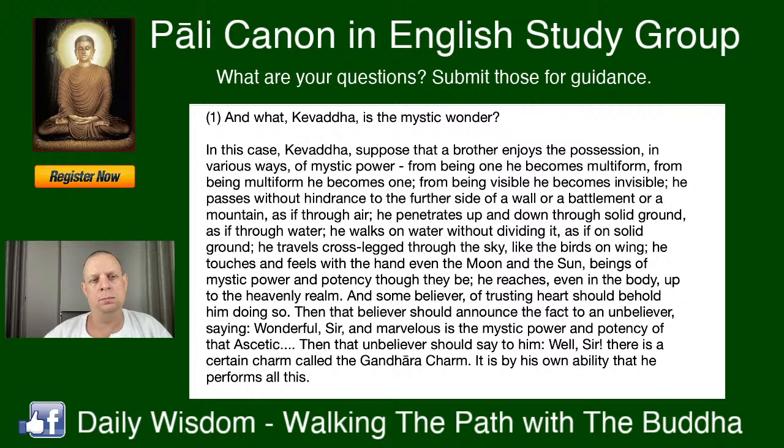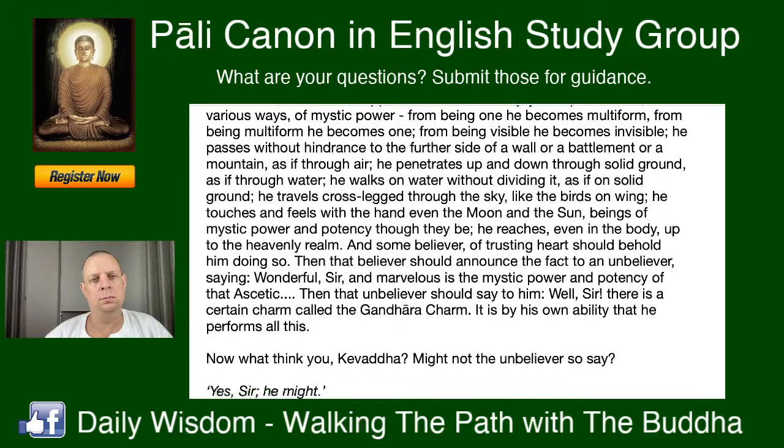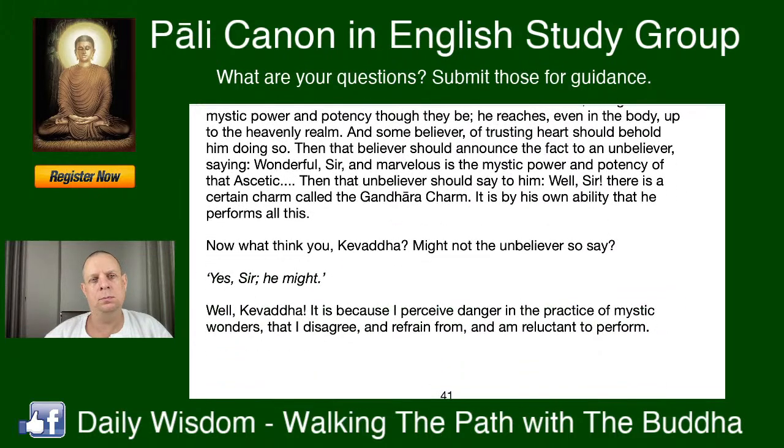He touches and feels with the hand even the moon and the sun, beings of mystic power and potency though they be. He reaches even in the body up to the heavenly realm. And should some believer of trusting heart behold him doing so, then that believer shall announce the fact to an unbeliever, saying, "Wonderful, sir, and marvelous is the mystic power and potency of the ascetic." Then that unbeliever should say to him, "Well, sir, there is a certain charm called a Gandhara charm. It is by his own ability that he performs all this."